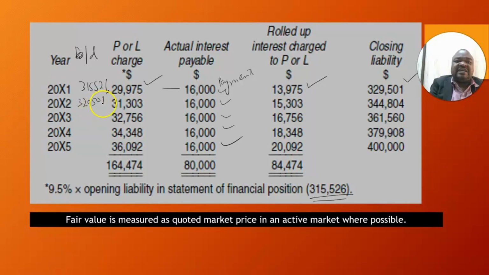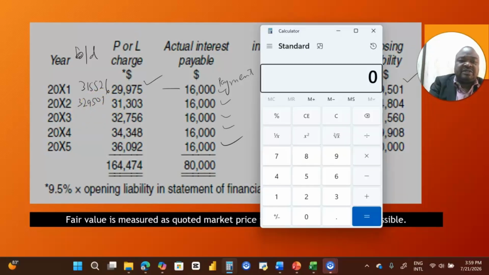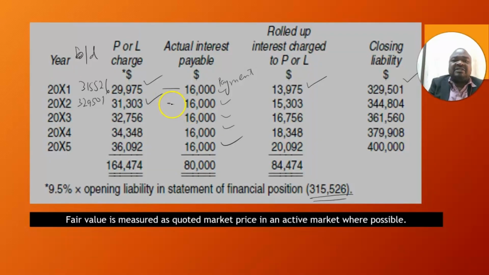And we charge again 9.5% on that amount. So we are going to say 329,501 multiplied by 0.095. So we get 31,303. Then we deduct 16,000. We arrive at that amount. All right. And we then arrive at this.